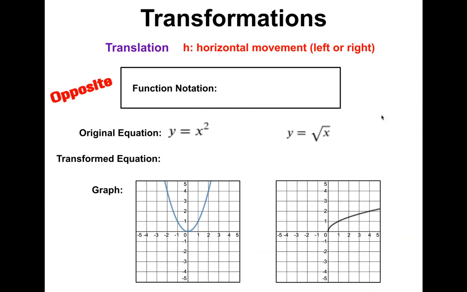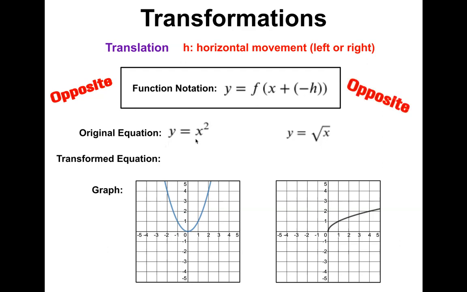Let's now look at a translation. That is the h value, and it makes a horizontal movement left or right. But you have to be especially careful because we have to take the opposite. So let's look at that in our examples.